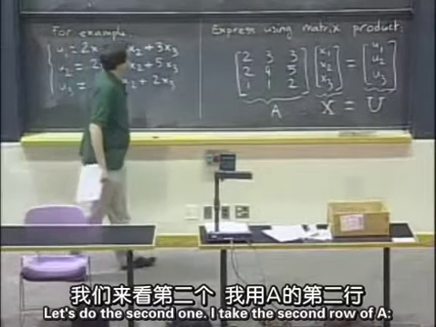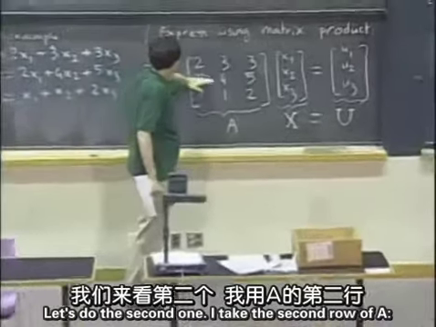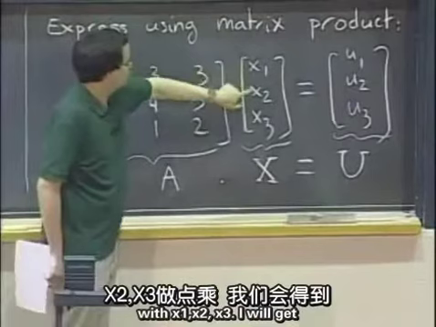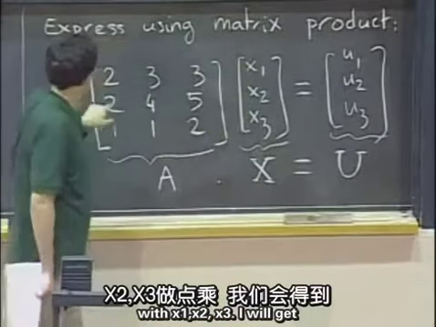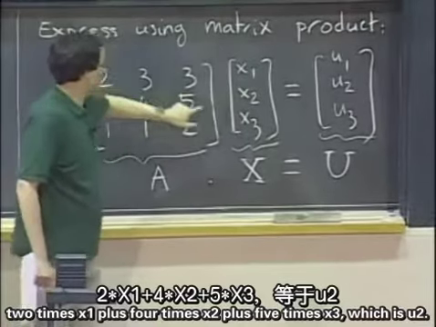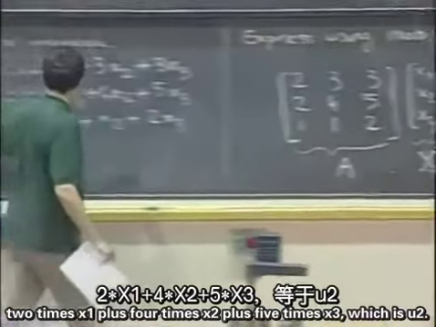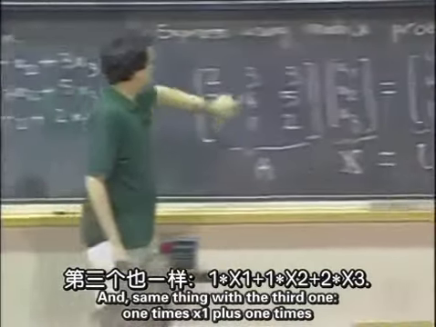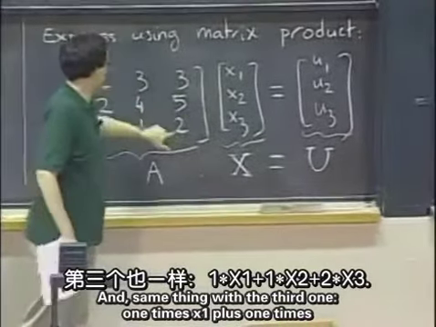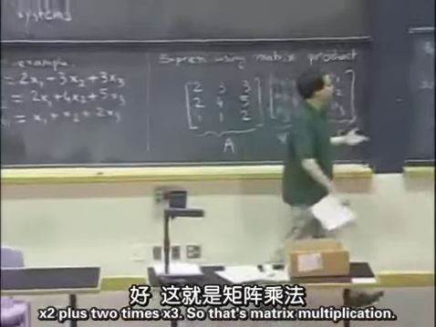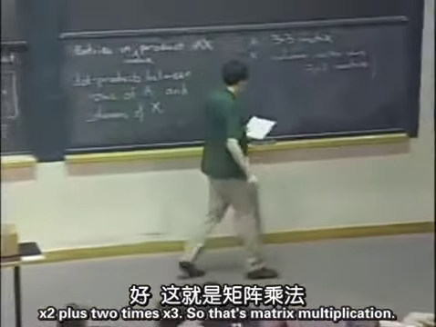Let's do the second one. I take the second row of A, 2, 4, 5, and I do the dot product with X1, X2, X3. I will get 2 times X1 plus 4 times X2 plus 5 times X3, which is this thing. And same with the third one, 1 times X1 plus 1 times X2 plus 2 times X3. So that's matrix multiplication.